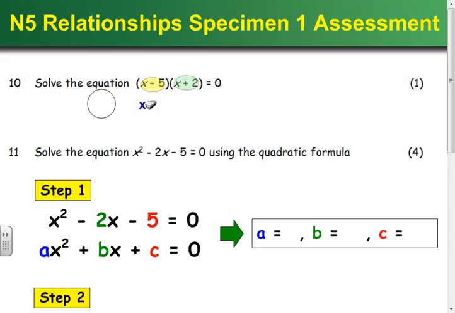So to make the first bracket equal to 0, x is 5. To make the second bracket equal 0, x is minus 2. That's it, it's only a mark.